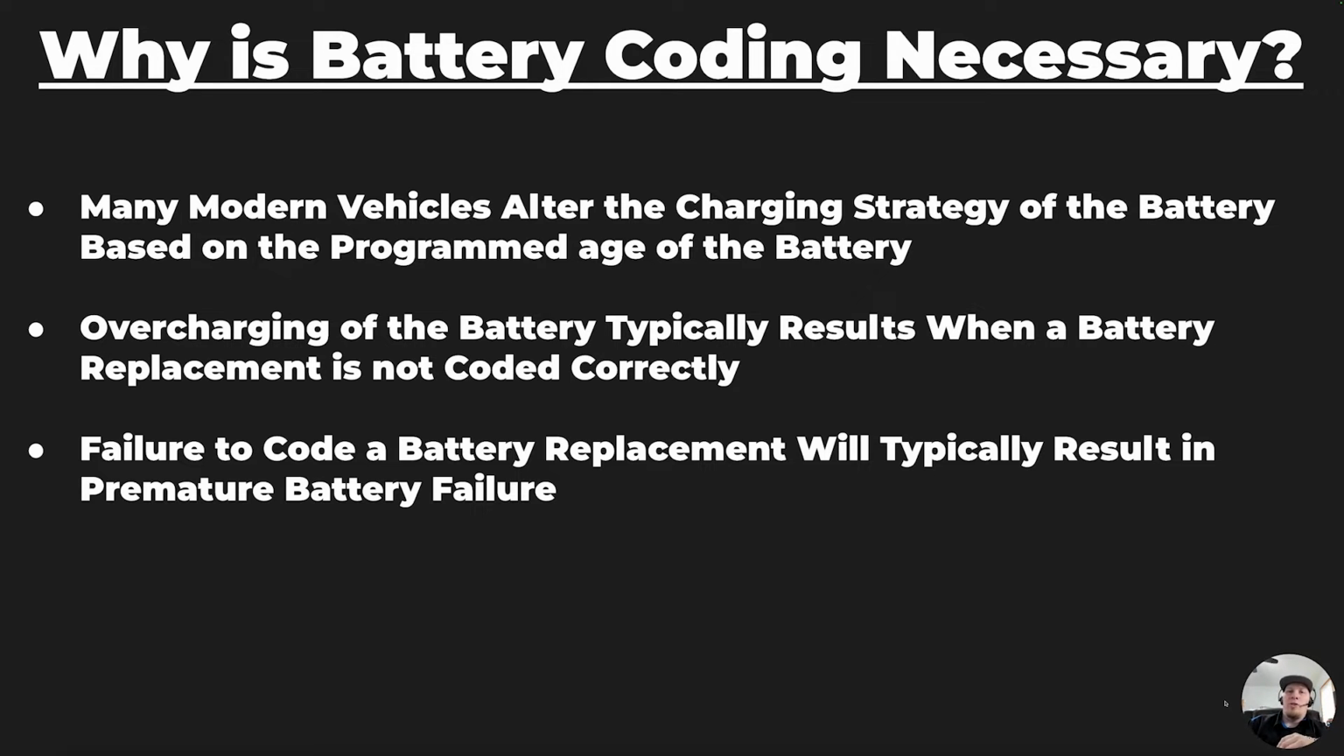When we are replacing batteries, why are we doing a coding? Well, it's important to do coding because modern vehicles have adaptive charging systems, and the adaptive charging system changes the way that it charges the battery based on whether or not the battery is new or used, in other words, been installed in the vehicle for an extended length of time. The alternator will physically push more current and more voltage to an aged or old battery that has been installed in a vehicle for a longer period of time.